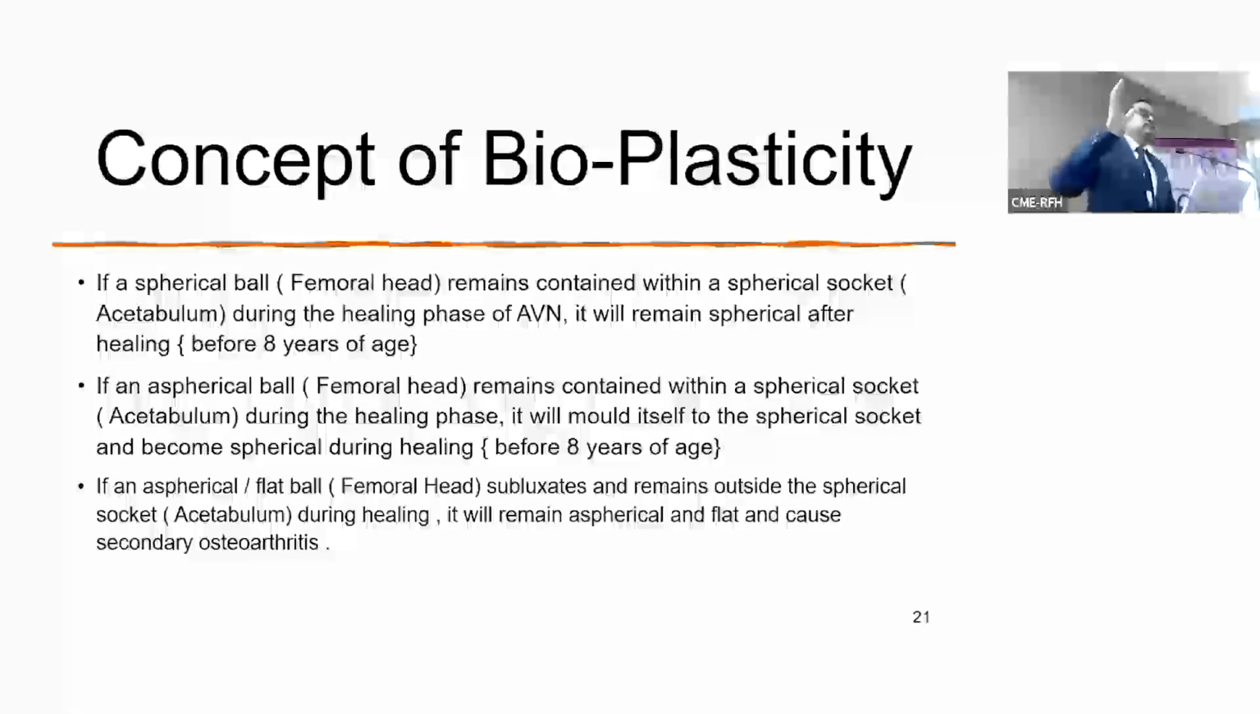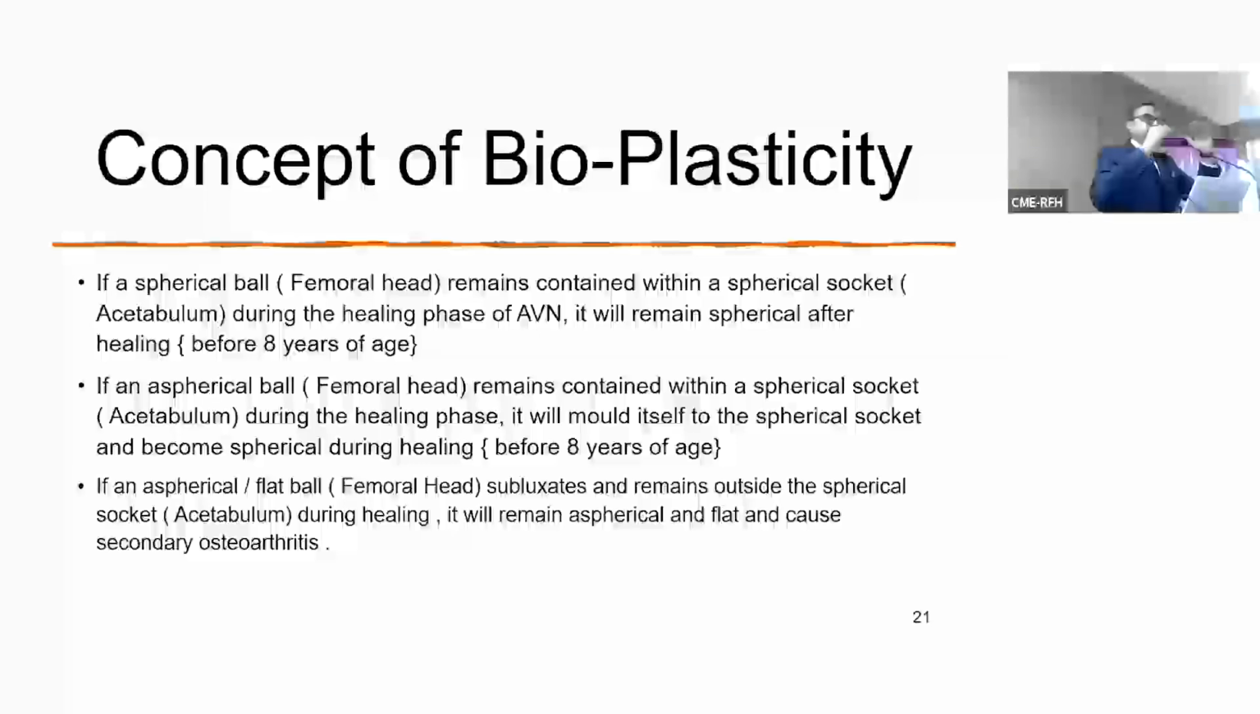So let me explain what I'm coming to. Avascular necrosis basically causes collapse of the femoral head. Now, if you imagine this is the acetabulum and this is the femoral head, when there is a collapse, the femoral head loses its sphericity, and it actually tends to move out of the acetabulum.